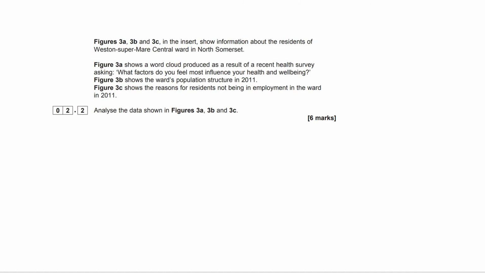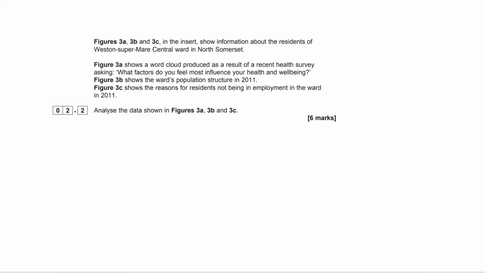There's one other question I'd like you to try as well. So this is again from the feedback. I've deliberately chosen a multiple figure question. So it's a 6 marker question again. So it's about Weston-super-Mare in North Somerset. So figure A is a qualitative word cloud on a recent health survey. Figure 3B is the population, so that is quantitative. So you've got one qualitative, one quantitative. And then figure 5C, which shows the reasons for residents not being in employment in the ward.